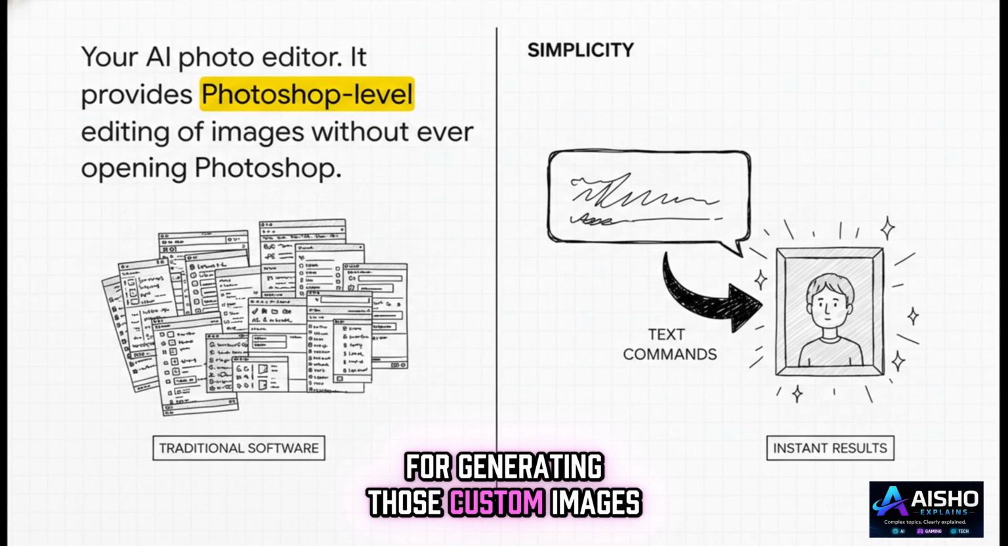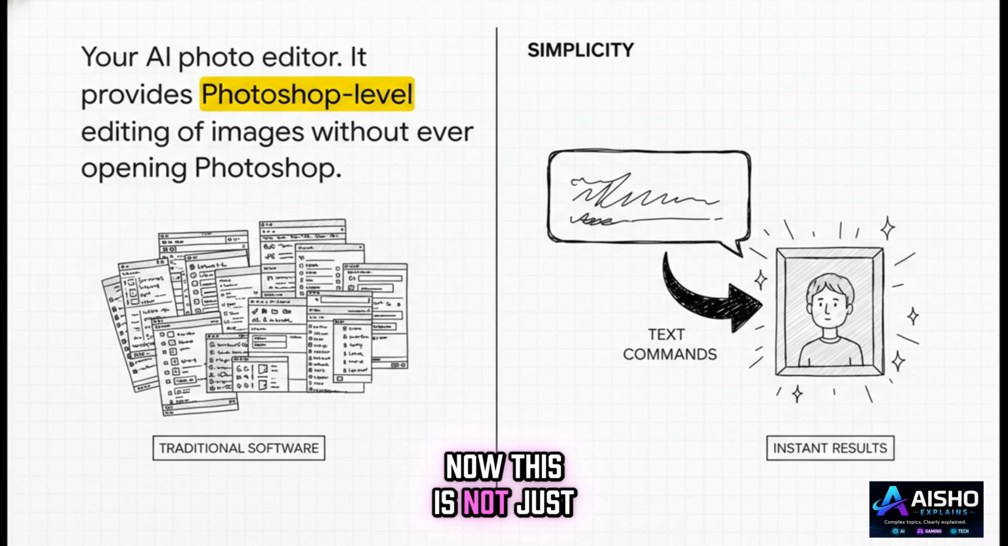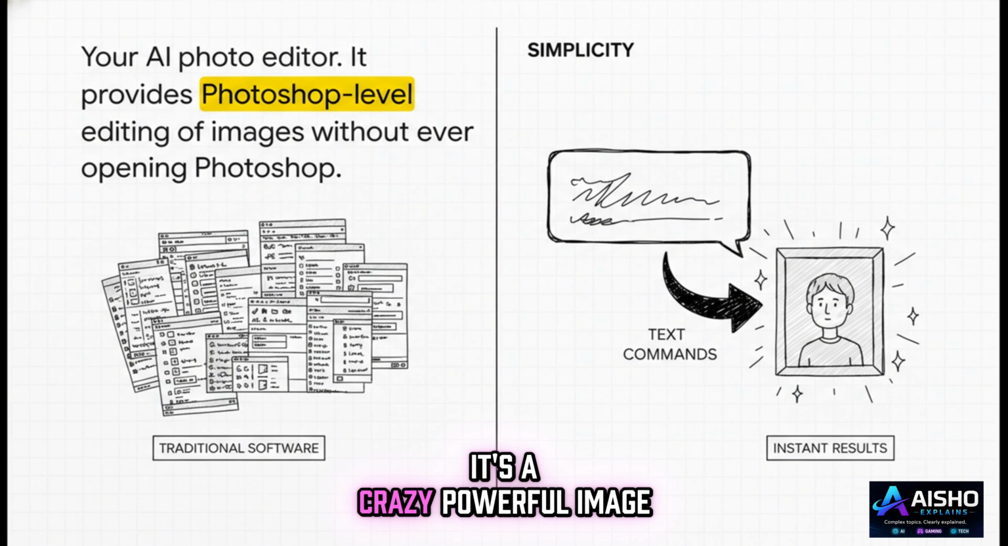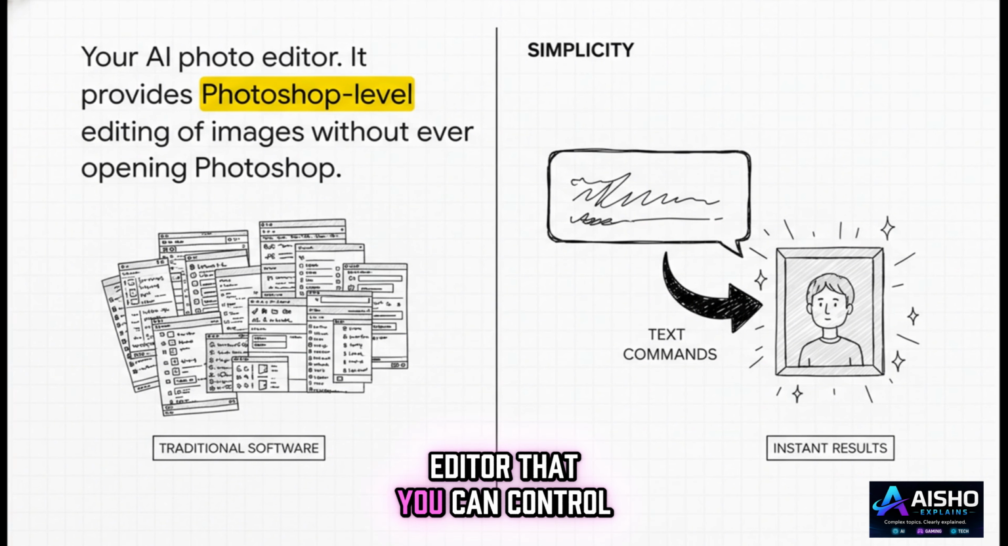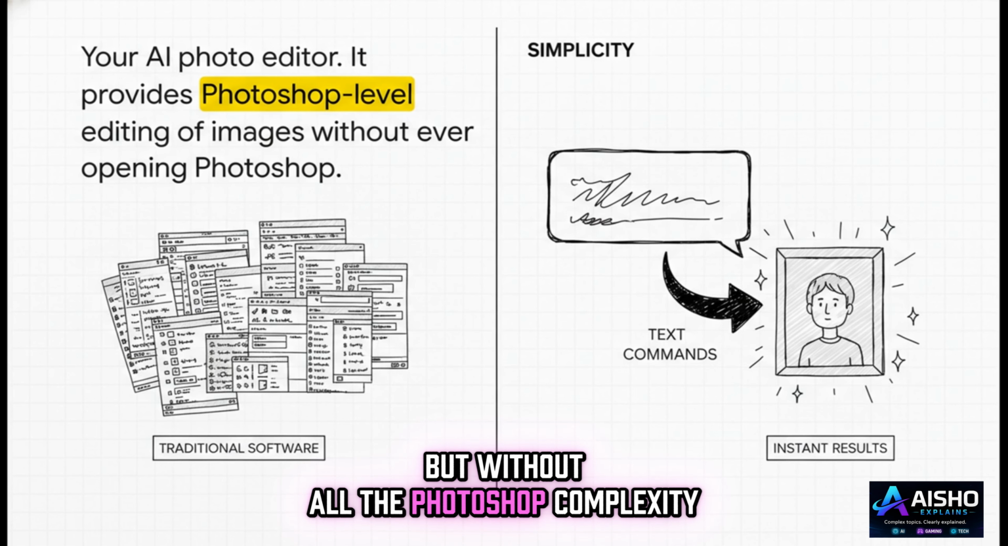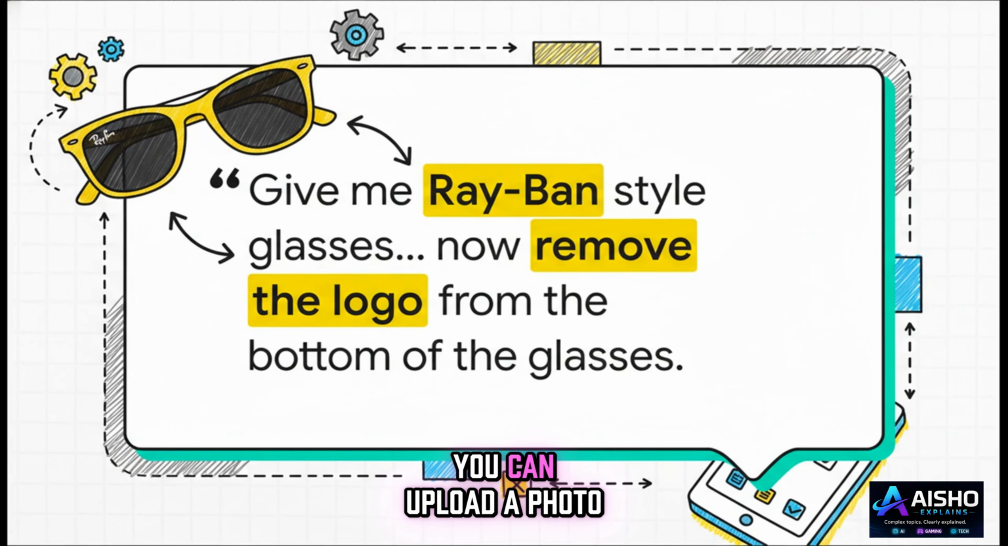For generating those custom images, AI Studio has this incredibly powerful model called Nano Banana. Now, this is not just a simple image generator. It's a crazy powerful image editor that you control with text. Think Photoshop-level edits, but without all the Photoshop complexity. For example, you can upload a photo and just make iterative changes. You can say, add glasses, then you can refine it by asking it to, say, remove a specific logo. This level of precision, all through simple text commands, is an absolute game changer for creating custom assets for your app.